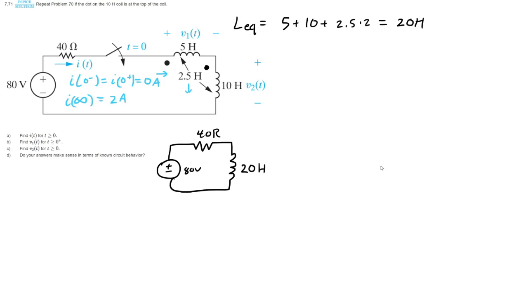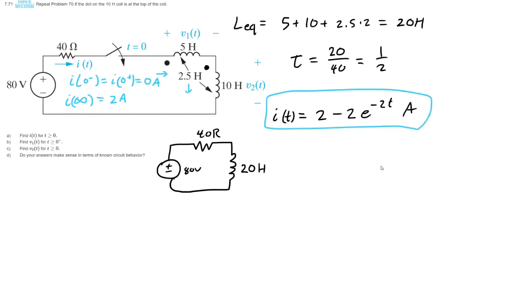So we know tau is going to be L over R, or L equivalent over R. So 20 over 40 is 1/2, so 500 milliseconds. That means i(t) is going to be I infinity, which is 2, plus the initial current, which is 0, minus 2, times e to the minus 2t amperes.